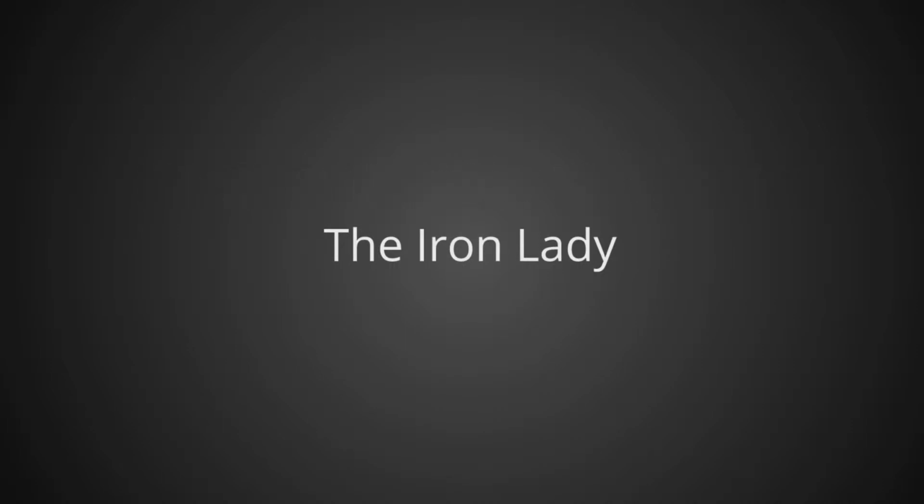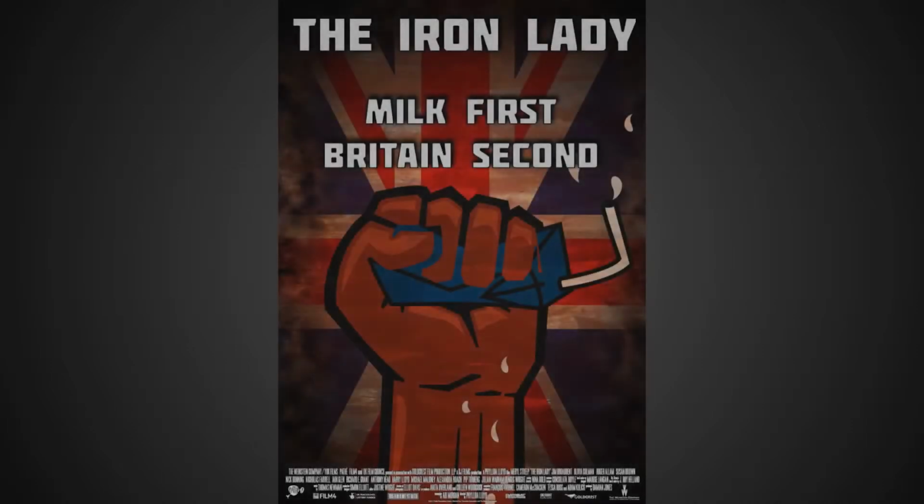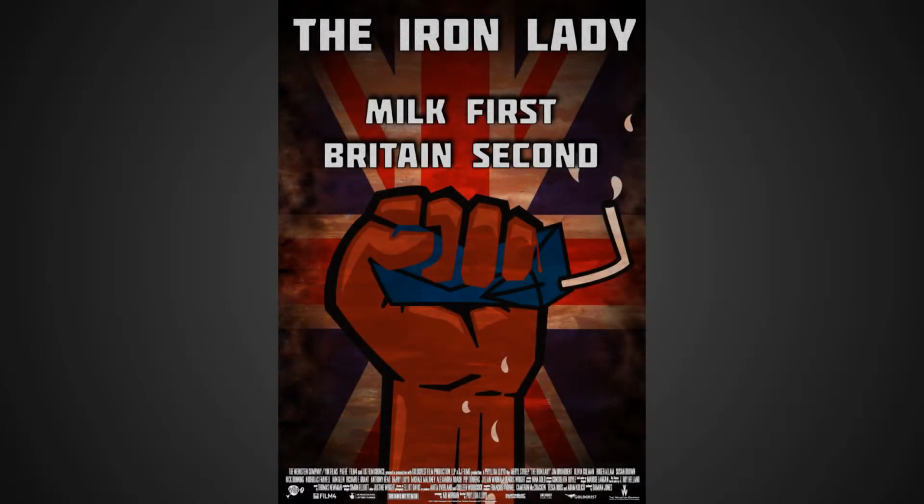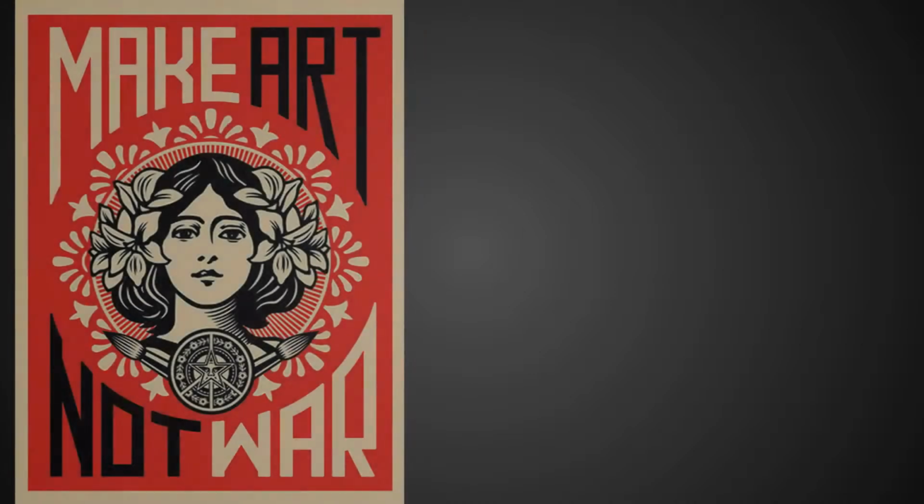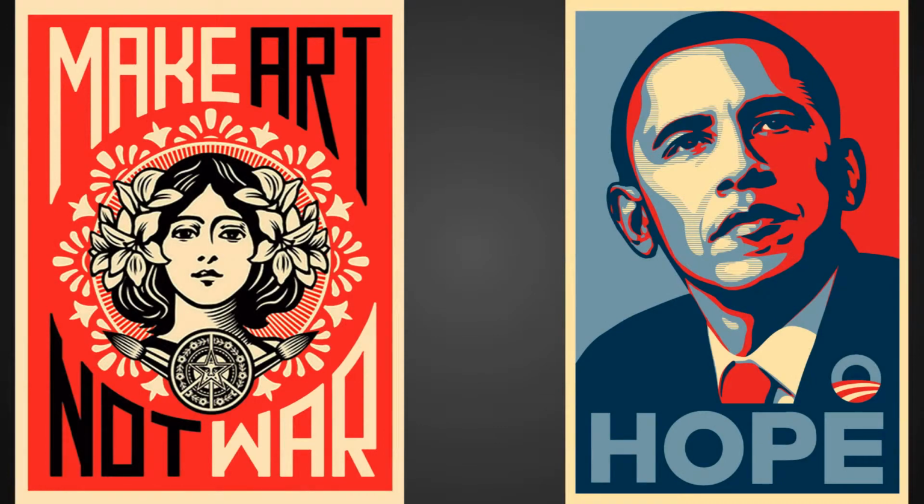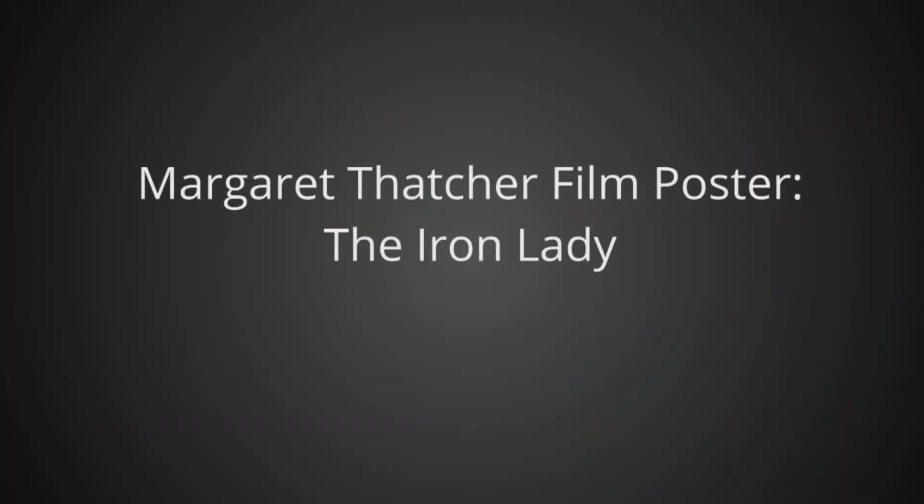Now, onto the design. So this is my final poster. It contains a fist crushing a carton of milk with a rusty and burnt out Union Jack in the background. I wanted to give it a communist feel, so I feel the fist, the font and the colour scheme match this perfectly. I based the film poster design on the famous anti-war artist Shepard Fairey. He is famous for several posters such as the Make Art Not War poster and the Obama campaign poster Hope. His designs are often in a propaganda style and therefore I chose to do mine similar.